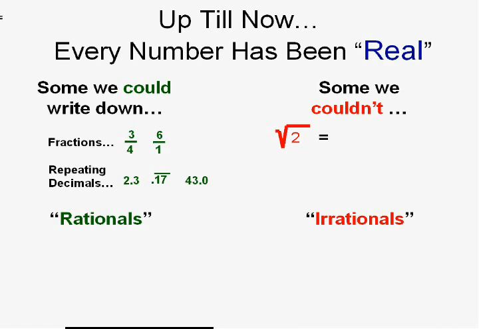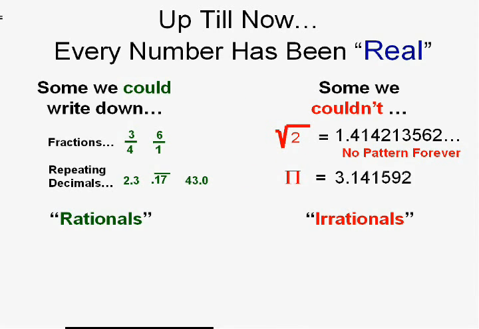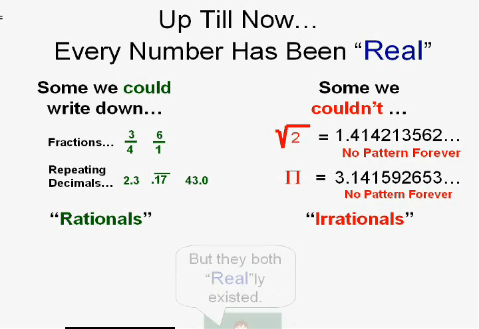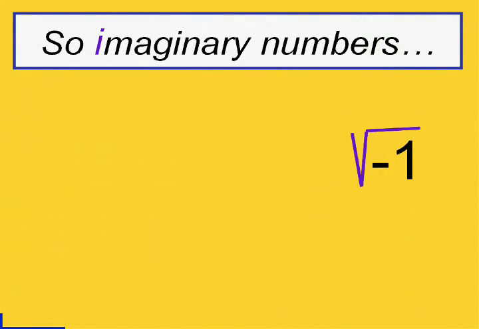For instance, the square root of 2, recall, we couldn't really write it down. It just went on, and there was no pattern. Pi, for instance, it actually goes on forever and ever and ever. So we call that irrational. But both rationals and irrationals are real numbers. They actually exist. Certainly. Okay? There's something screwy around here. Imaginary numbers do not exist, but we're going to discuss them.